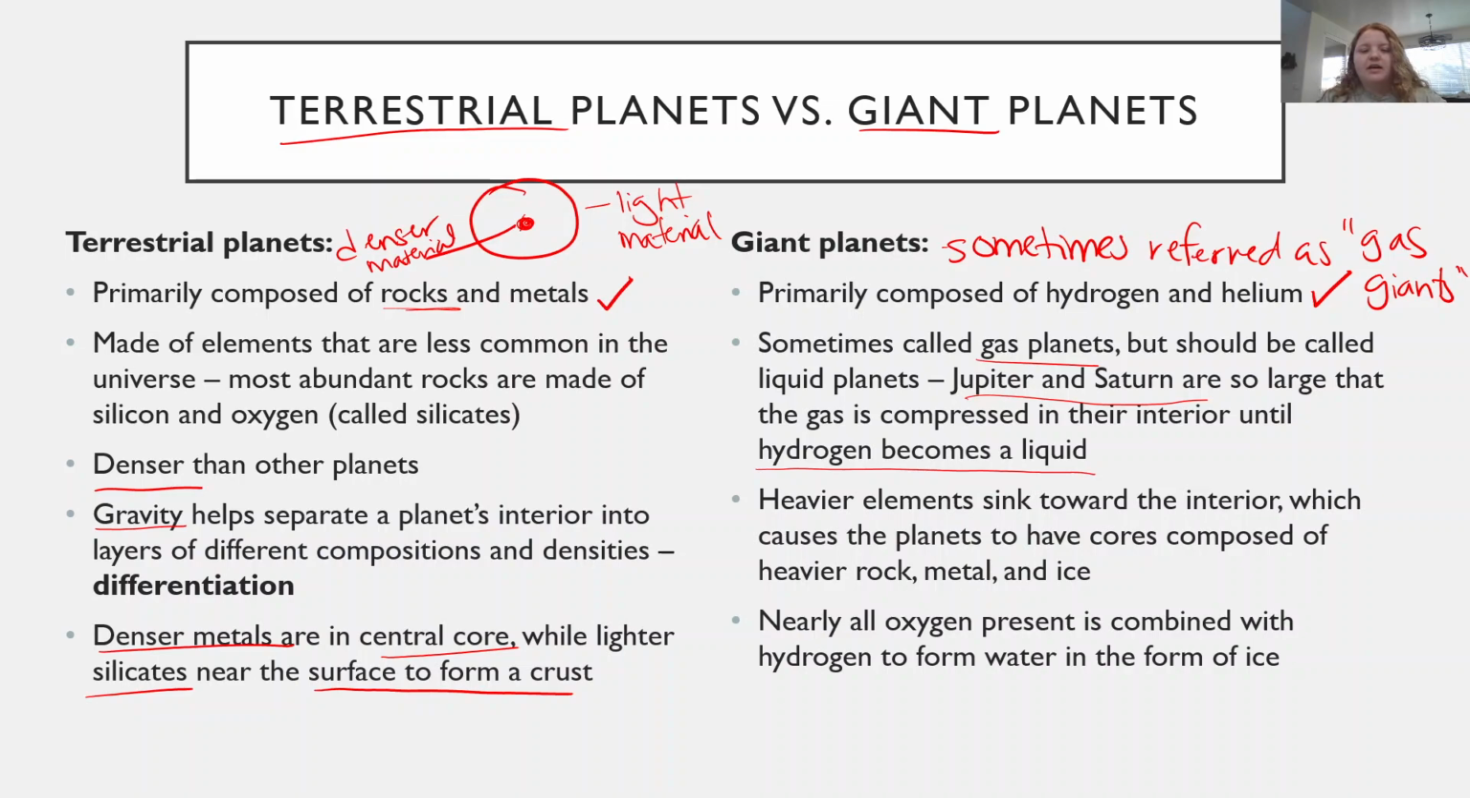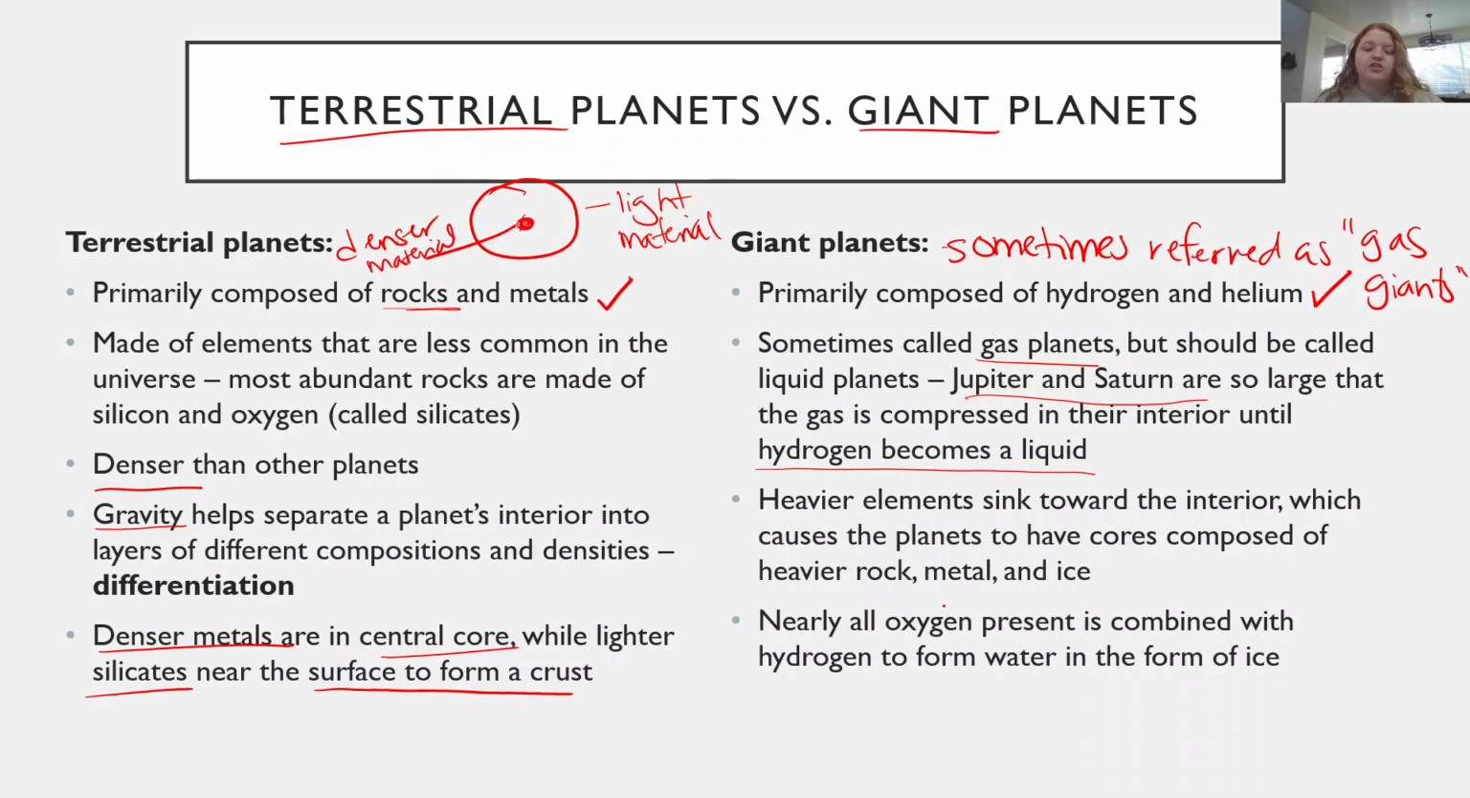Okay, and again, we'll have some sort of differentiation with the elements. The heavier stuff sinking into the middle, the lighter stuff would be on the outside, more of the gaseous material. And some of the planets will then have a rock or metal or ice core. Okay, and again, that's due to this pressure that it's under and the gravity that's pulling it in.